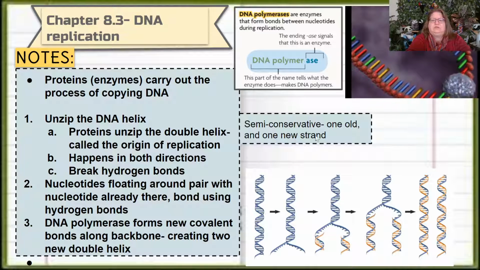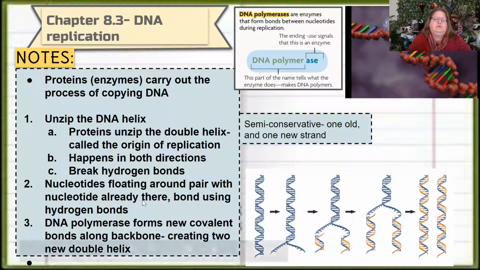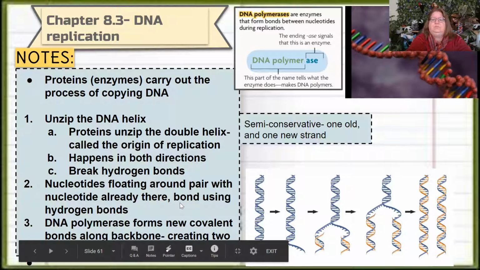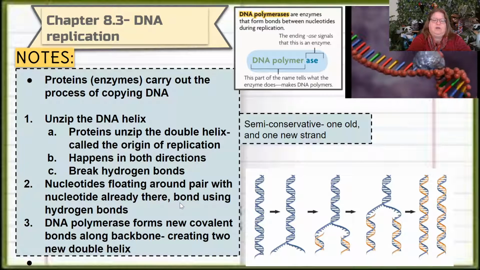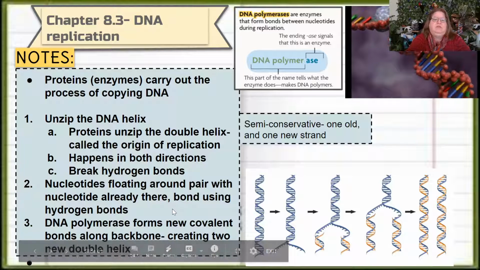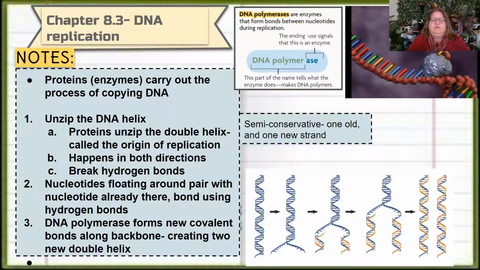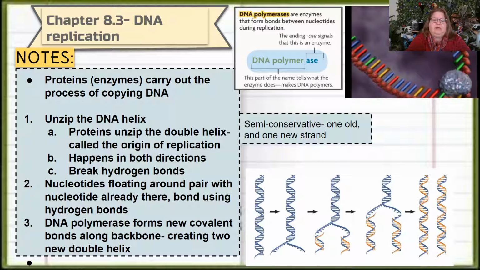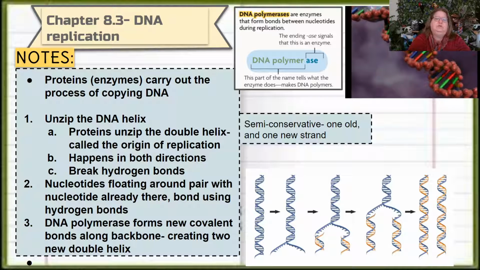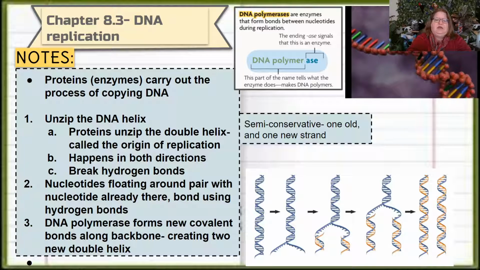So what we're going to see is that these nucleotides floating around can pair with the nucleotides already there. We can bond using hydrogen bonds. And then there's going to be another enzyme, and this enzyme, I want you to know the name of. The enzyme is called DNA polymerase. And that DNA polymerase is going to form new covalent bonds along the backbone. Almost like glue, it's going to glue the phosphate and deoxyribose together.